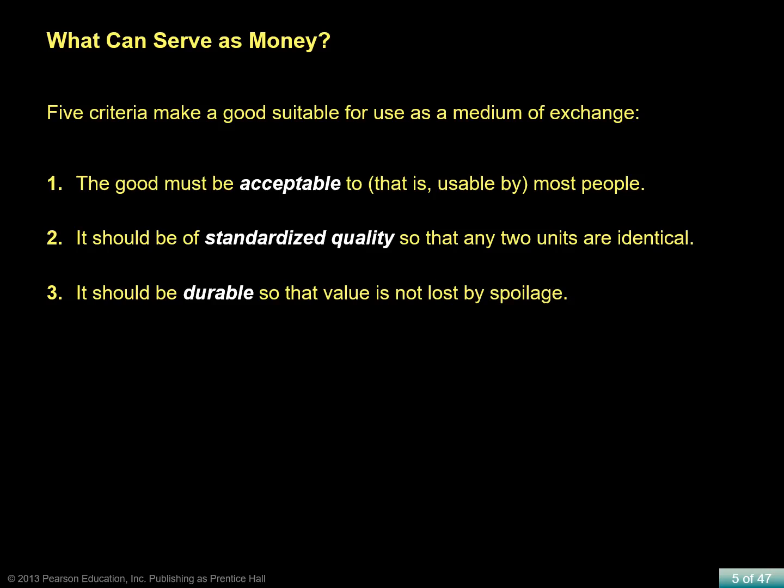The third category is that it should be durable, so it's not lost by spoilage. So milk, probably not the best form of money. It's going to spoil. Oranges, they might rot and get gross. Avocados, those aren't necessarily good to be a form of money. They might have value, but they don't have value for a long-term situation. So you can sell them and get money in exchange, or you could barter them for something else, but they're going to spoil and can't really be the money in and of itself.